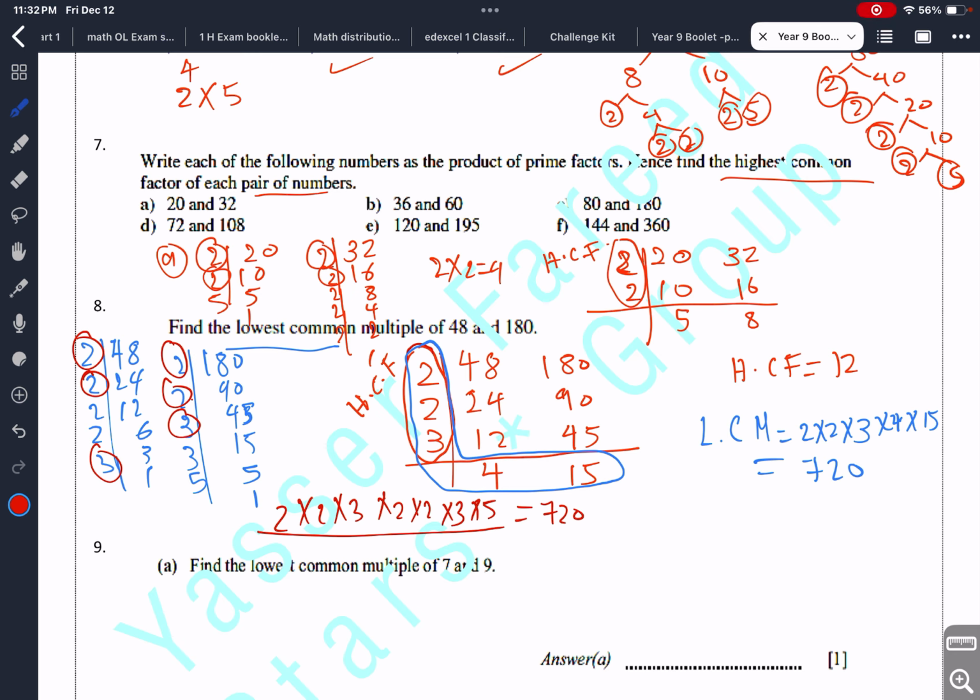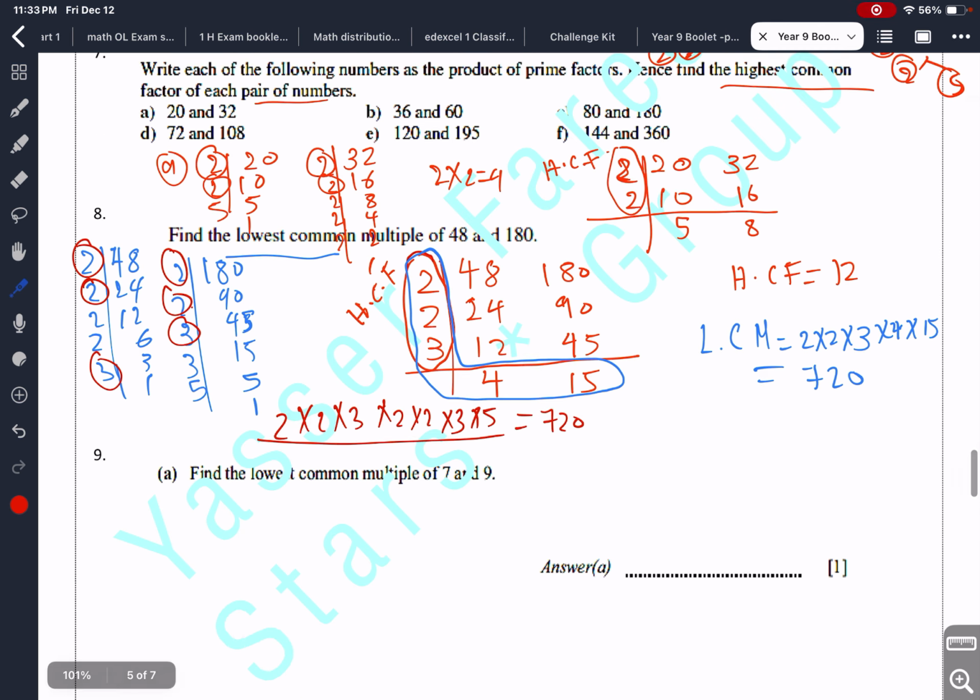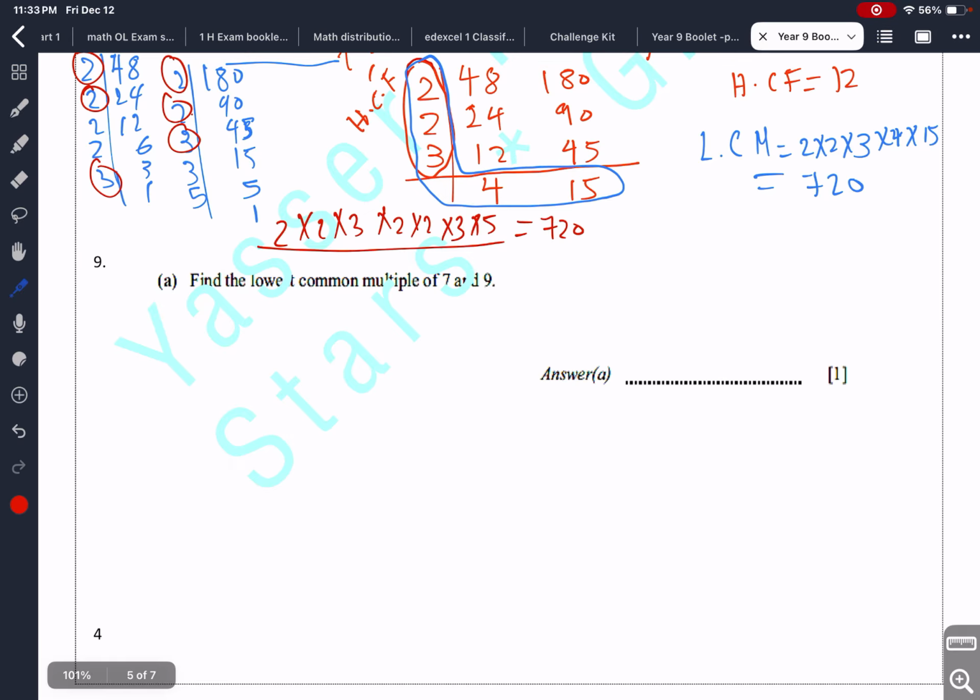I think in my mind that this method is better to use because it's easier to find out the multiples and then you multiply it easily. But nevertheless, if you multiply 2 by 2 by 3 by 2 by 2 by 3 by 15, it will give you 720 as well. And you choose the best way that you know, and you need to practice it.